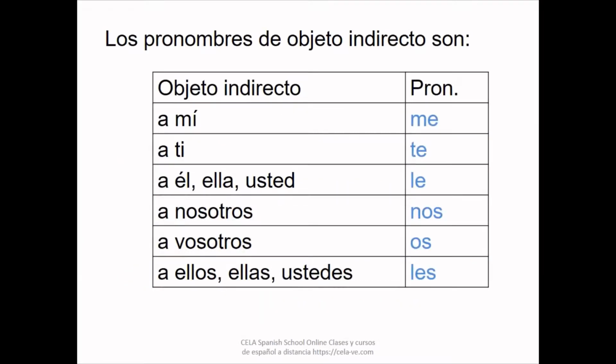In this table, we have the indirect object pronouns for all persons. Me, te, le, nos, os, les.